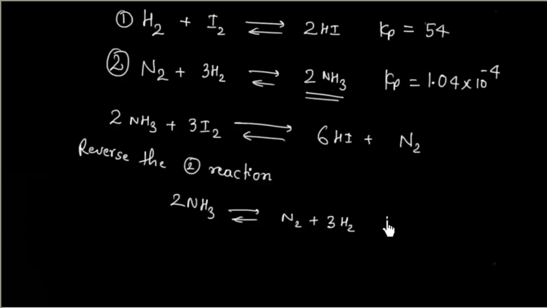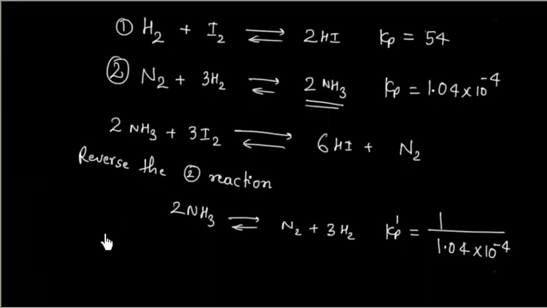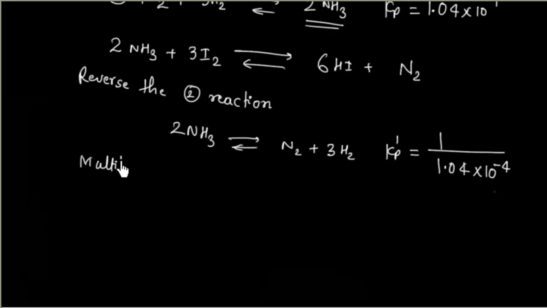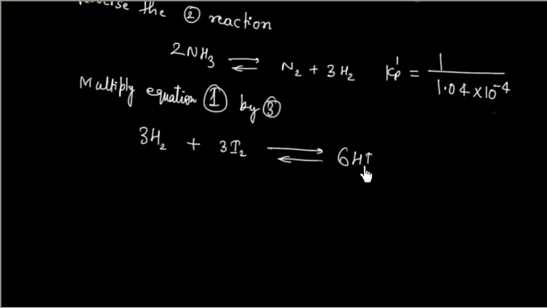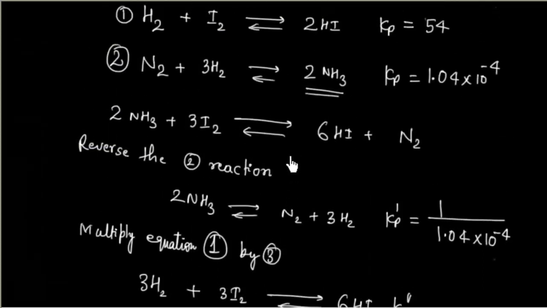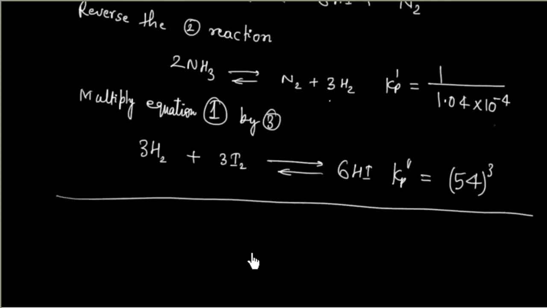If I reverse the reaction, equilibrium constant gets reversed, because basically it gets reciprocal. So I will have 1 over 1.04 into 10 to the power minus 4. Now if you see this equation, I have 3I2. So this means I have to multiply equation 1 by 3. So if I multiply by 3, I will have 3H2 plus 3I2, and this will give you 6HI. Now equilibrium constant will be raised to the power same coefficient, so we have multiplied by 3. So equilibrium constant will have a power of 3. And now basically we can sum these two reactions to get the overall reaction.